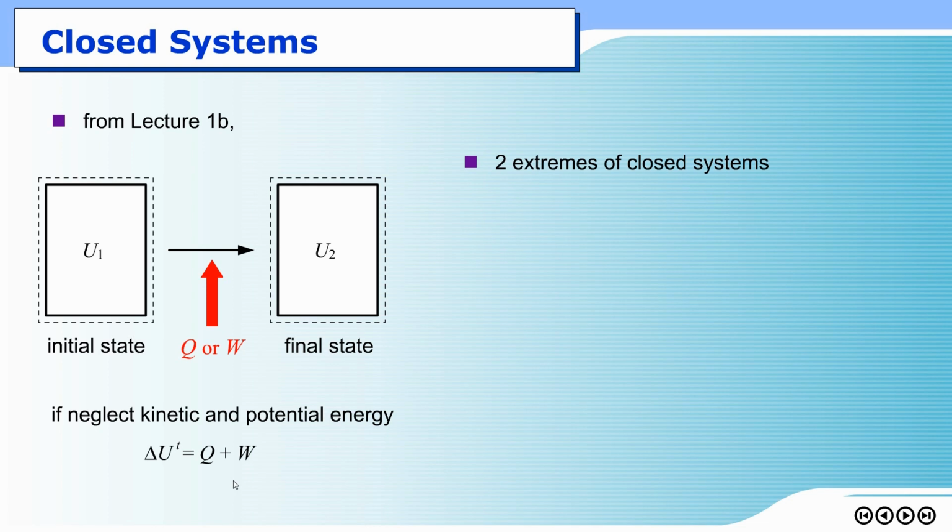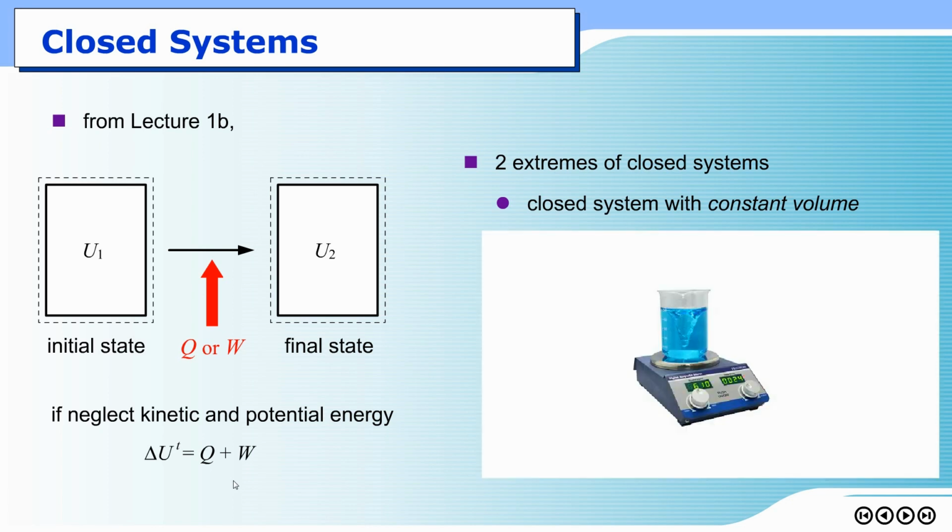Further analysis of this closed system can be divided into two extremes. The first extreme is the closed system in which the total volume of the system remains constant or unchanged throughout the process of given energy.